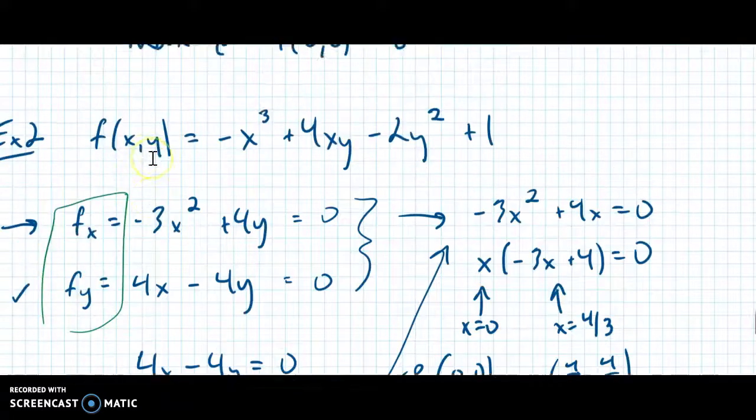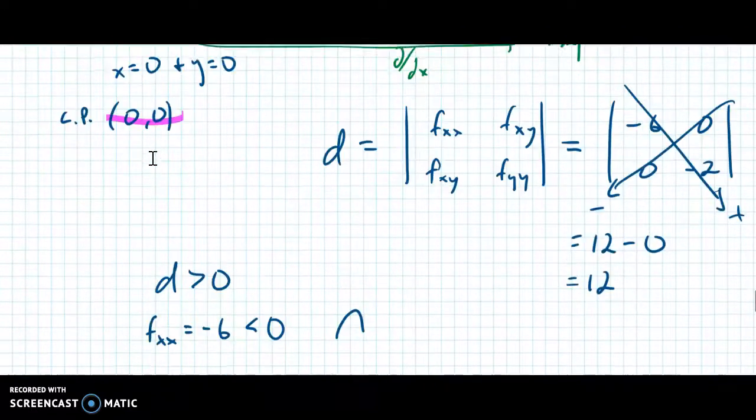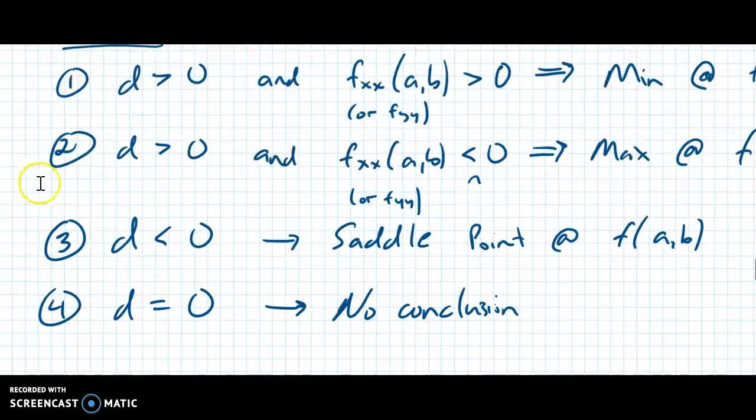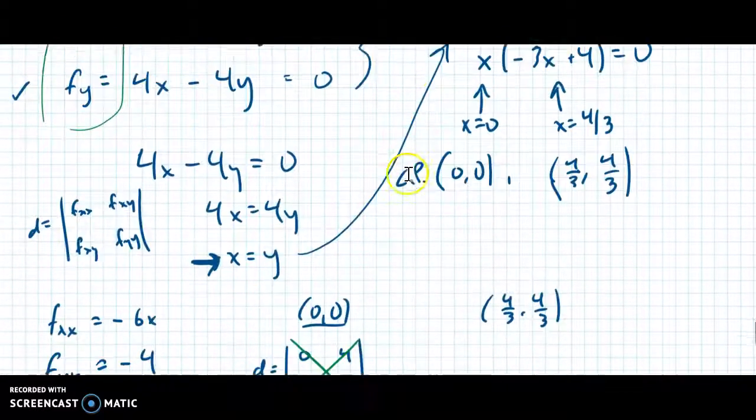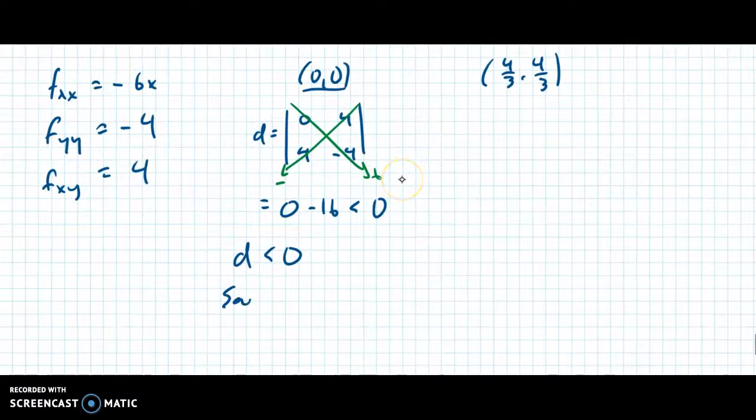What's that mean up here? That means they're not tied together. It's case number 3. So we get a saddle.